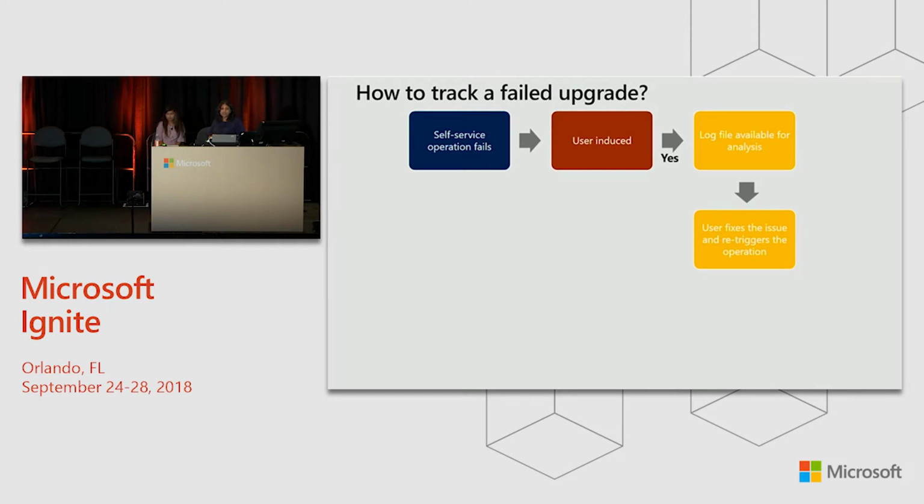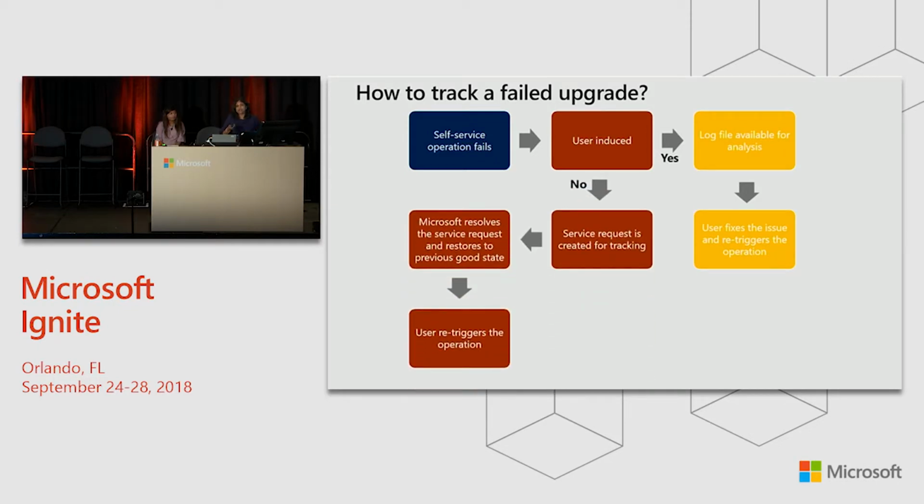If it is something that is not user-induced, in that case, what happens is we create a service request. This is something that you should be familiar with if you've already worked with Lifecycle Services before. Essentially, we create a service request for tracking. Microsoft goes ahead and investigates the issue. But while we do that, we'll restore your machine to the previous good state so that you can continue with your other operations. And once you get information about the issue having been fixed, you can go back and re-trigger the operation.